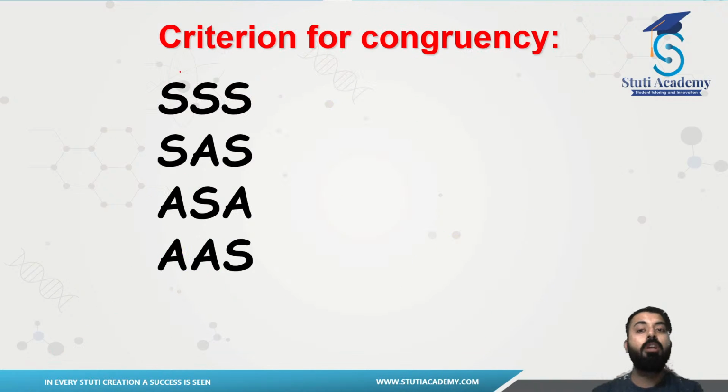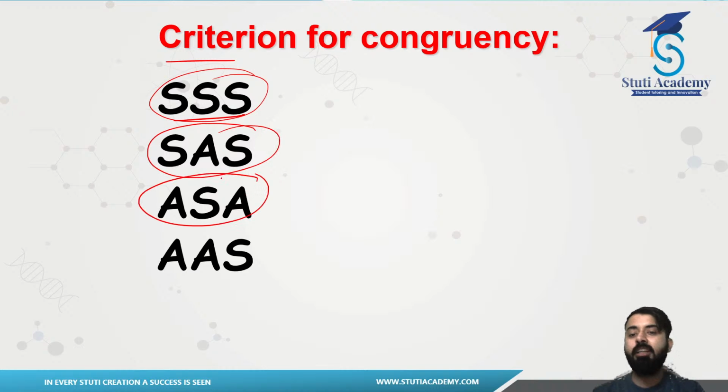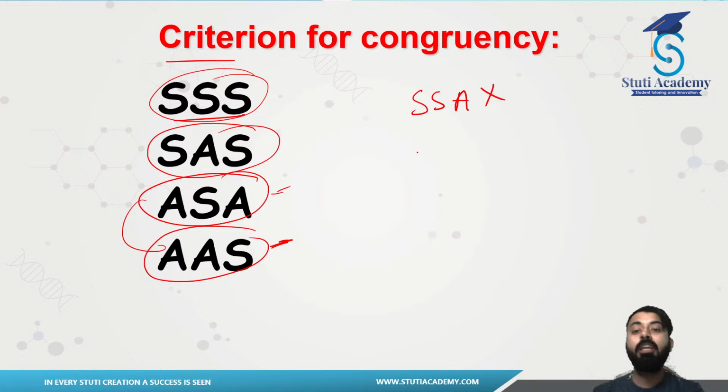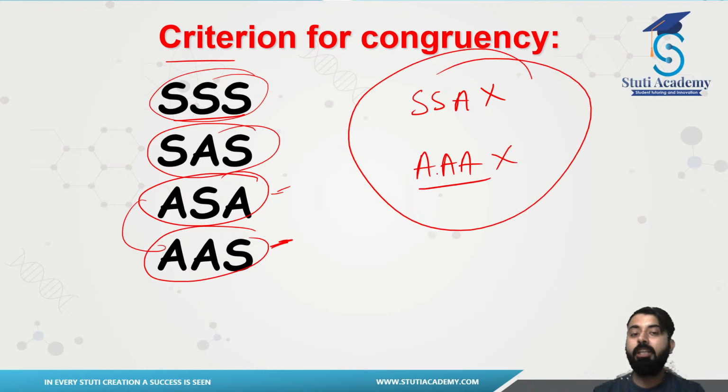Let's start with this one. So we have some common criteria for congruency. First one is side side side criteria. Second one is side angle side criteria. Third is angle side angle, and fourth is angle angle side. This is the proof of this angle side angle criteria. This can happen, but remember there is no such criteria which is side side angle. And there is not even a criteria like angle angle angle. These two kinds of criteria are not there.